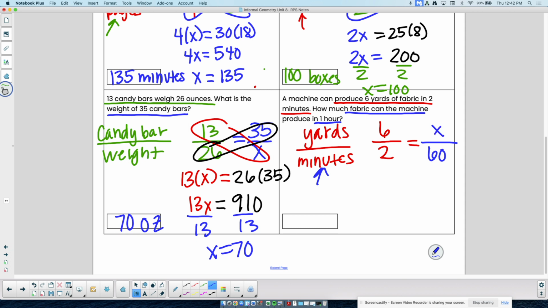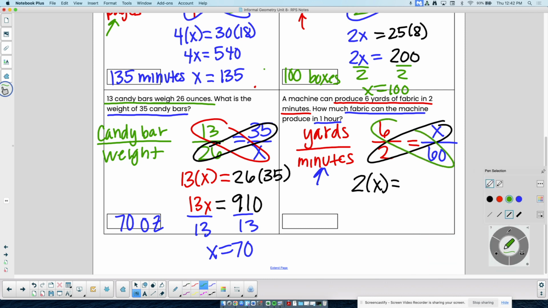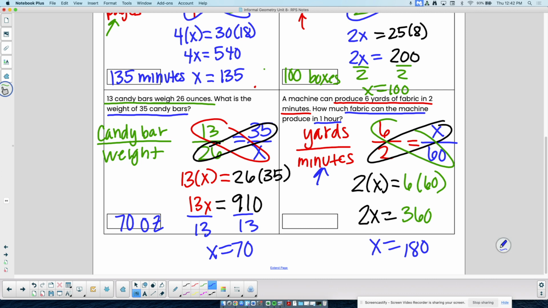60 is correct. Variable goes on top. We'll simply cross multiply. 2 times X is equal to 6 times 60. We'll simplify. 2 times X is 2X. 6 times 60 is 360. Divided by 2 is 180. So we can produce 180 yards in an hour, which is pretty incredible.